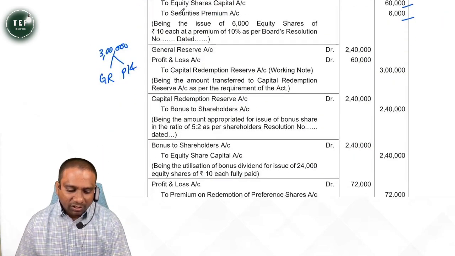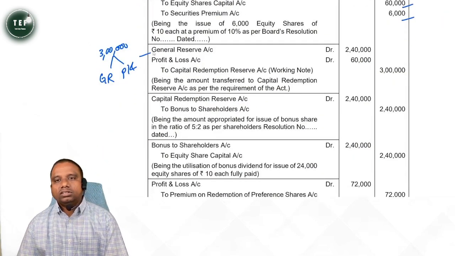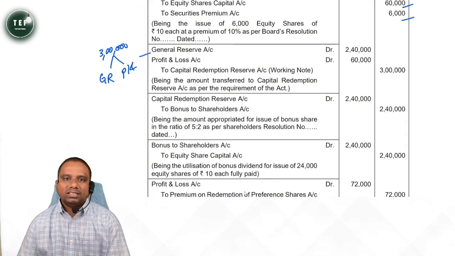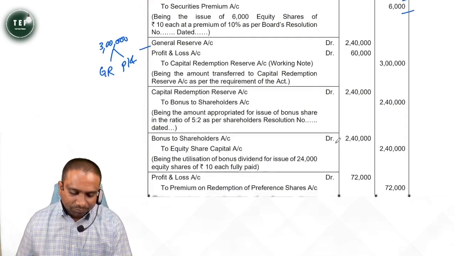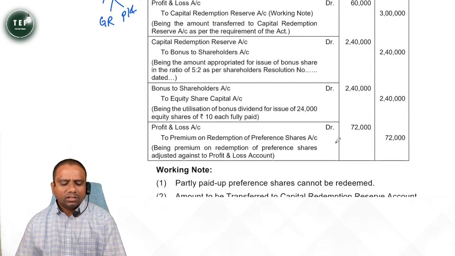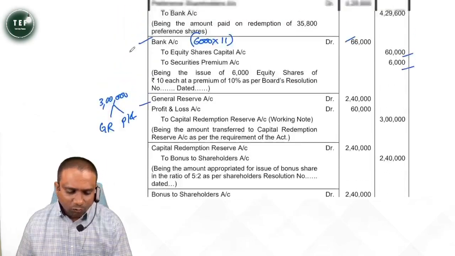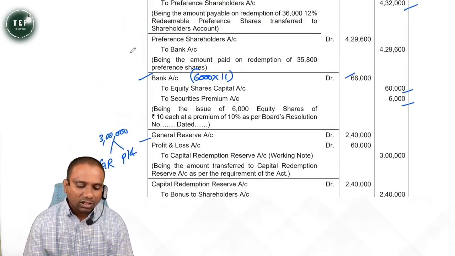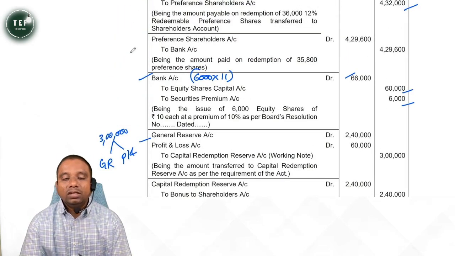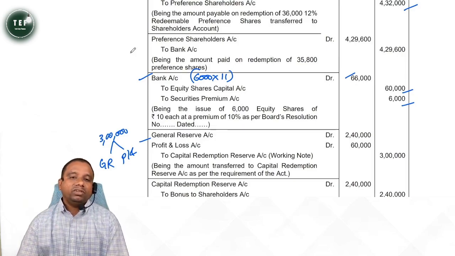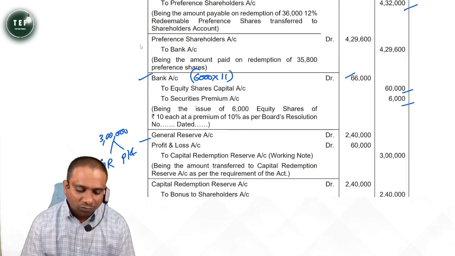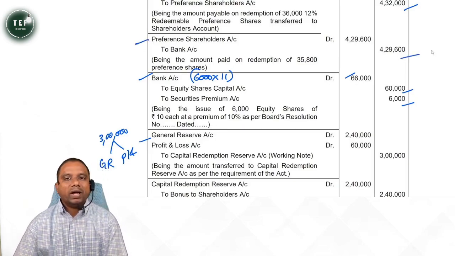So the remaining entry: general reserve account debit, profit and loss account debit to capital redemption reserve account. Fine. Next, capital redemption reserve. Now, the amount paid to preference shareholders. On how many shares are we paying the amount? Tell me. We are paying 35,800 preference shareholders. So preference share capital account debit to bank.